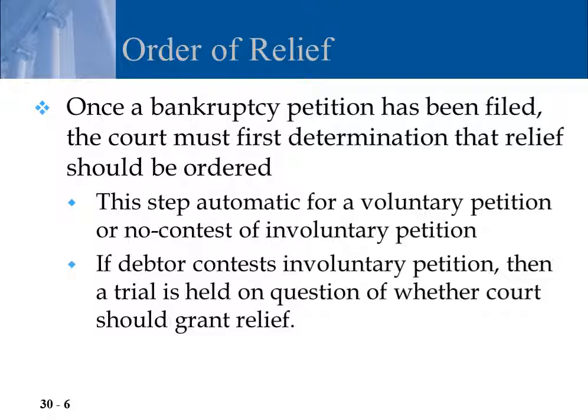Once a bankruptcy petition has been filed, the court must first determine that relief should be ordered. The order of relief is the order that the court issues. This step is automatic for a voluntary petition or no contest of an involuntary petition. If a debtor contests the involuntary petition, then a trial is held on the question of whether the court should grant the order of relief. No contest means that the person or company filed against in the involuntary petition takes no actions, does not defend it, does not disagree with it.